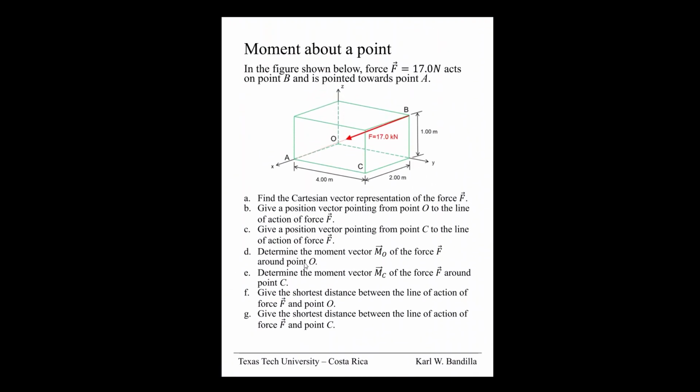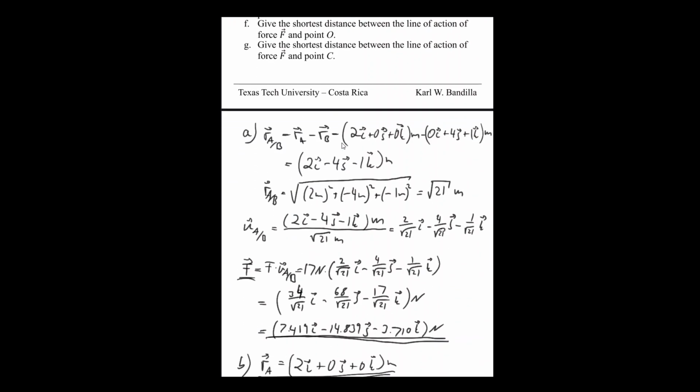D is determine the moment vector MO of the force F around point O. All right, so we have everything we need there, right? Because we know that M of the origin is going to be any position vector on the line of force. We said we're going to choose RA, and that's crossed with F.